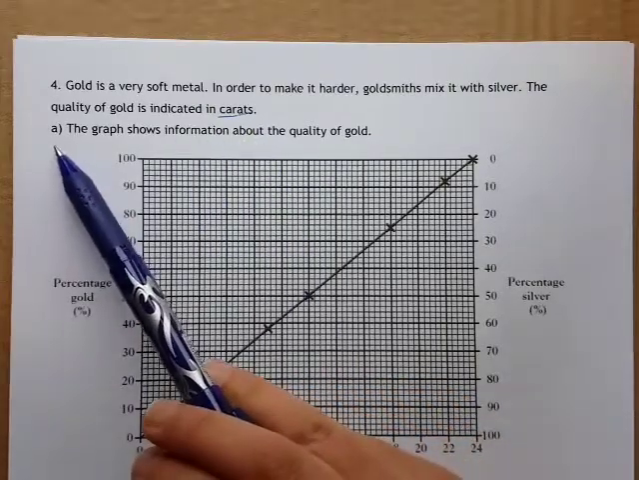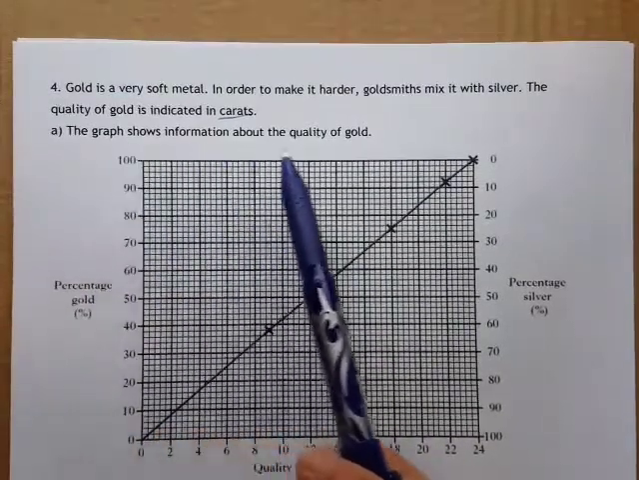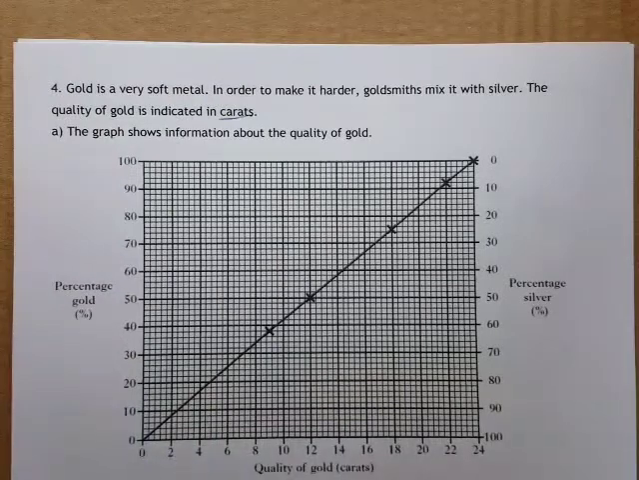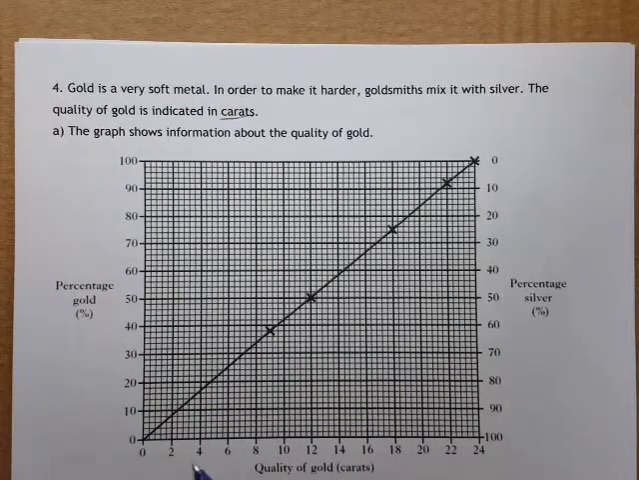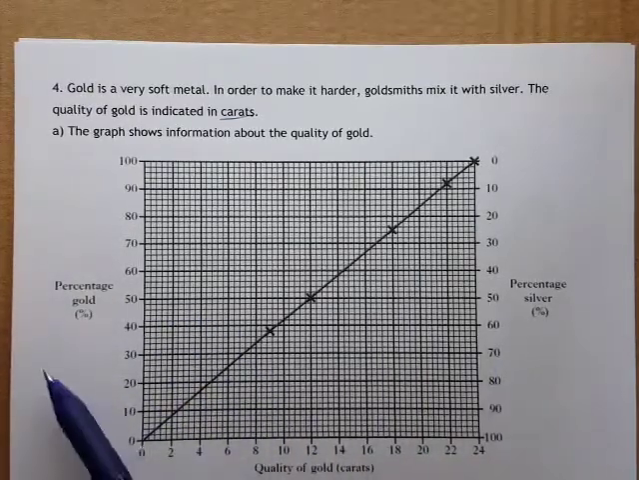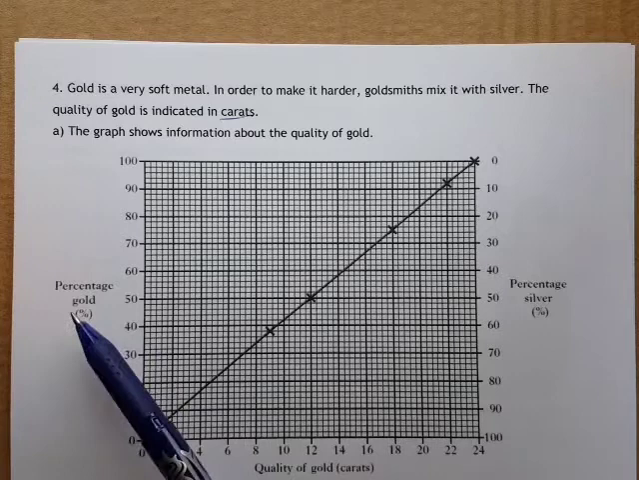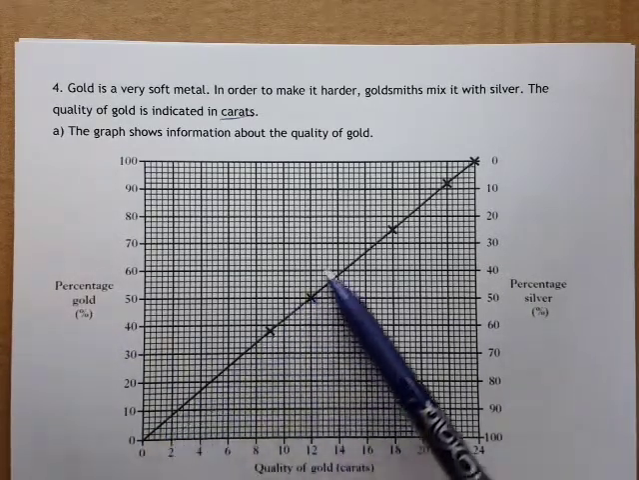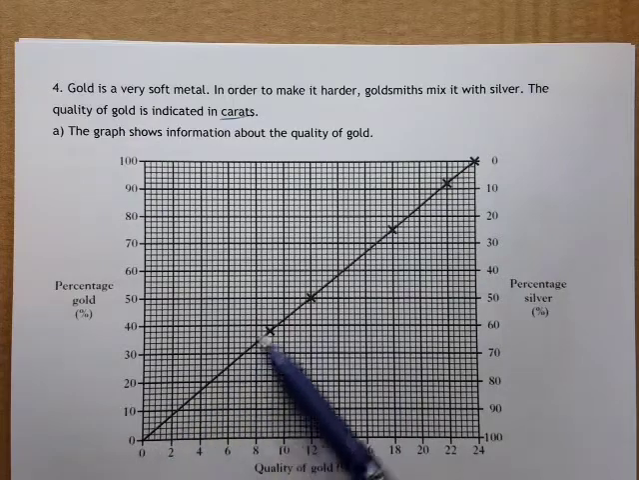Okay, so A, the graph shows information about the quality of gold. So we've got our graph here. We've got quality of gold in carats, so we can have 2, 4, 6, 8, all the way up to 24 carats. And then we've got different axes. This is an unusual graph because we've got an axis on each side. So we've got percentage of gold, and we've got percentage of silver, and then we've got a line drawn across the graph like this. Okay.